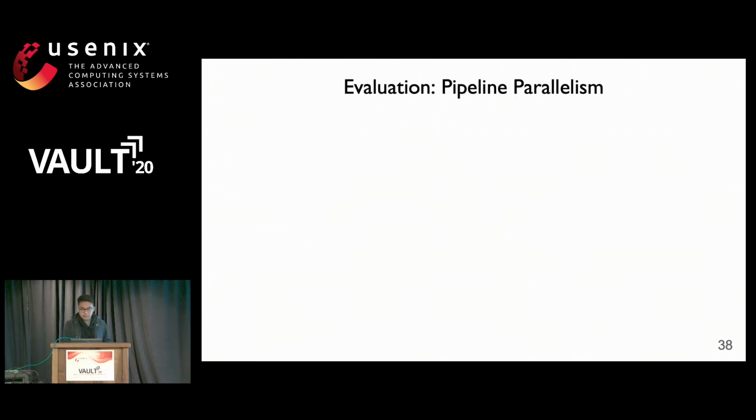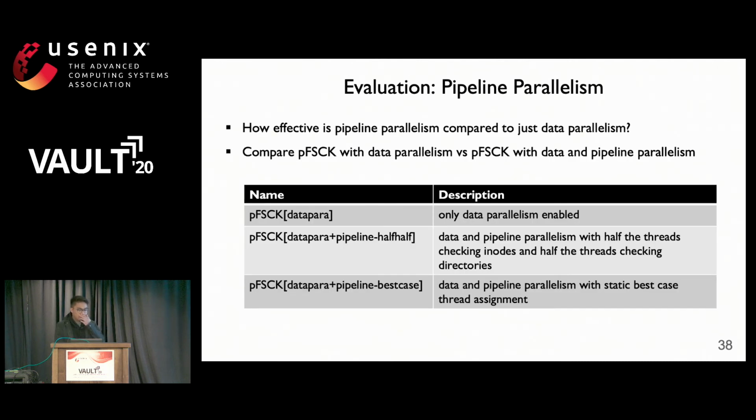Next, let's look at pipeline parallelism. Here, we want to see how effective pipeline parallelism is, compared to just data parallelism. So here we have 3 different configurations. Data parallelism, which is just data parallelism, and then we have a half-half configuration, which is data and pipeline parallelism, with half the threads checking inodes and half the threads checking directories. And then we have a best case configuration where we have the static best case thread assignment.